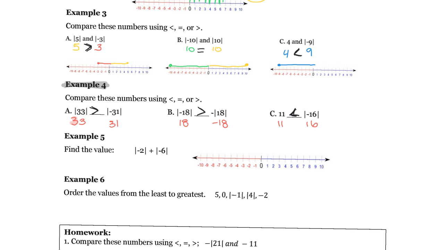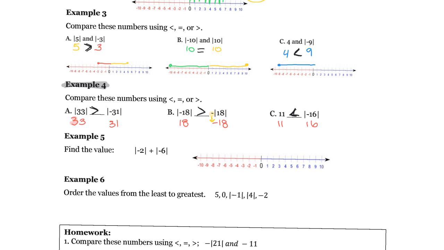Let's talk about B real quick. Hopefully you got what I did, because remember, there's this sign out front. And what happens with that sign is it gets brought down. So even though the absolute value of 18 is 18, there's that negative sign that gets brought down to make it a negative 18.